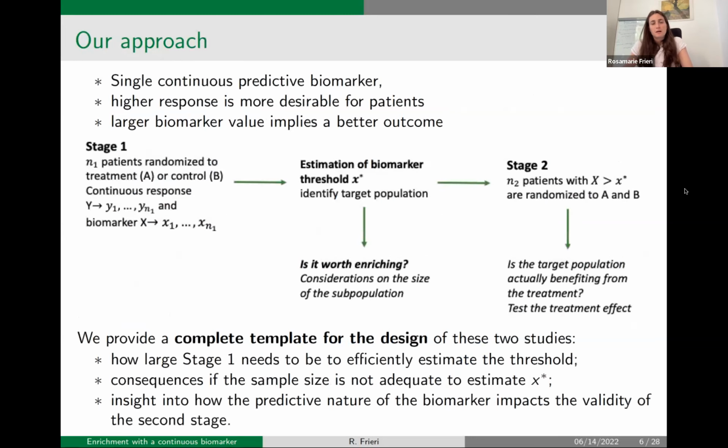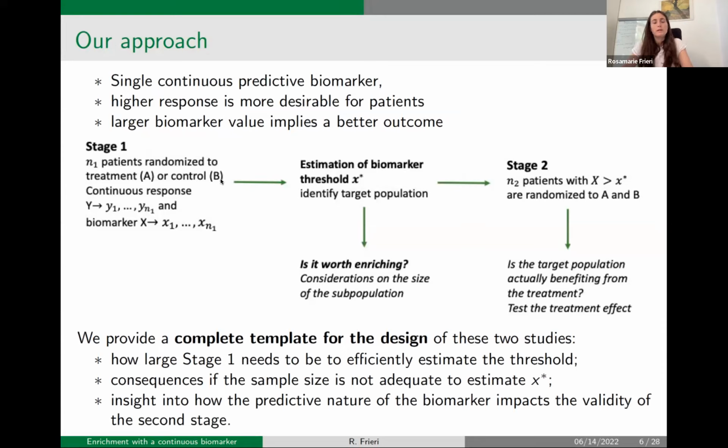Assume we are in a clinical setup in which a single continuous predictive biomarker is suspected to affect the patient response. Assume also that high responses are more desirable for patients and that larger biomarker values imply a better outcome. The scheme of our approach is summarized here, so please keep this in mind for the rest of the presentation. We have stage 1 and stage 2. In stage 1, N1 patients are enrolled and randomized to treatment or control, denoted by A or B. For each patient, we observe a continuous response, Y, and a biomarker that is denoted by X.